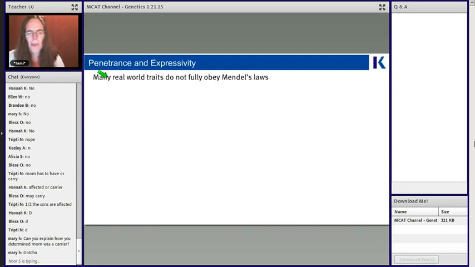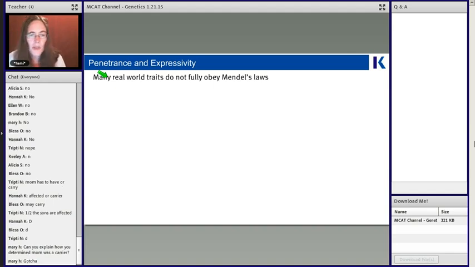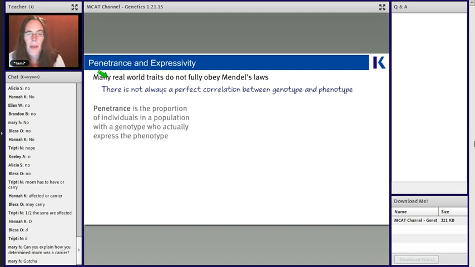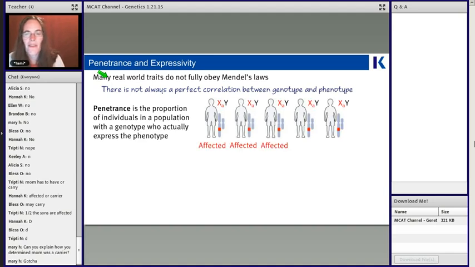All right, let's talk about penetrance and expressivity. Mendel was great, but many things that we see do not follow Mendel's laws. Okay? It's not perfect. Penetrance is the proportion of individuals in a population with a particular genotype that actually express it. For instance, if I have these 5 males, they all have the X that is affected and a Y chromosome, but only 3 of the 5 are affected.